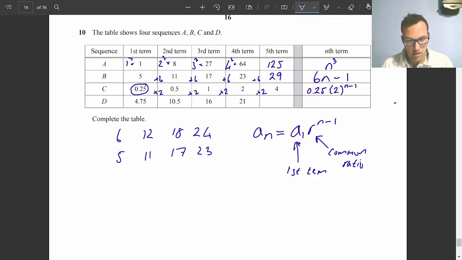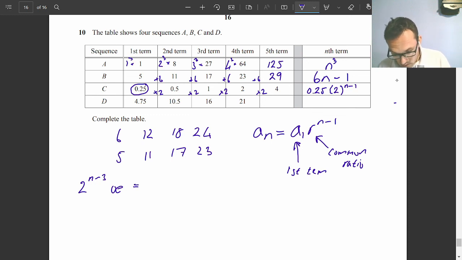Now I know in the mark scheme they have something else. In the mark scheme they've got 2^(n-3). And that's also correct. It says there OE in the mark scheme, which means or equivalent. And my answer there is equivalent, and I'll show you why.